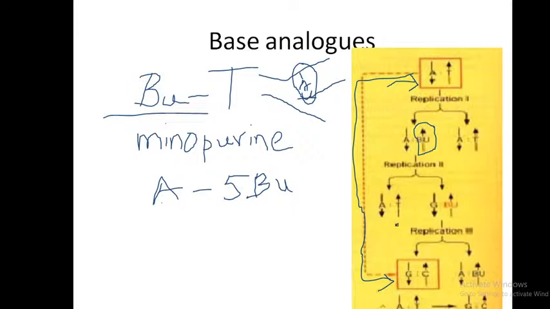Transition means purine or pyrimidine substitution. For transition we have discussed tautomerization. We have discussed the effect of chemicals such as nitrous acid. Then we have discussed base analogs such as 5-bromouracil, and 2-aminopurine is another example.